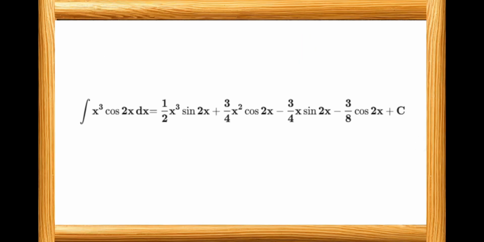In step 18, we are going to multiply the 3/4 by the negative 1/2 cosine 2x. Therefore, our answer is the integral of x cubed cosine 2x dx equals 1/2 x cubed sine 2x plus 3/4 x squared cosine 2x minus 3/4 x sine 2x minus 3/8 cosine 2x plus c.